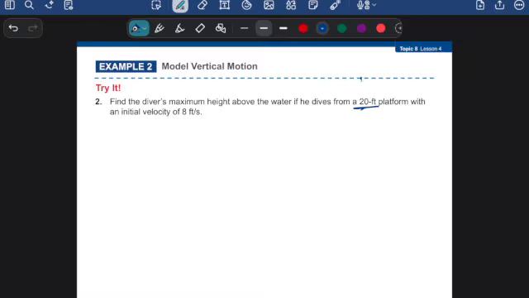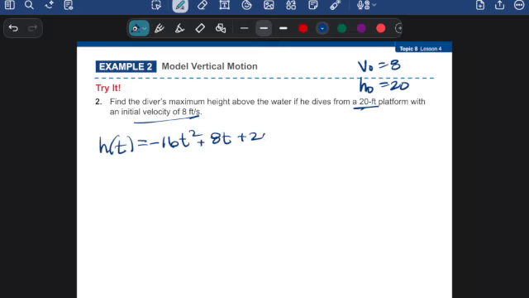Find the diver's maximum height above the water if he dives from a 20-foot platform. So now our initial height is 20, and the initial velocity is 8. So V naught is 8. We're going to just write the formula again. H of t equals, remember it's always negative because we have a downward facing parabola, you are losing height, negative 16t squared plus 8t plus 20.